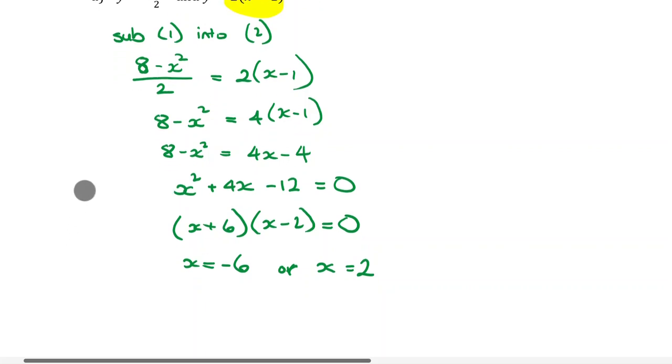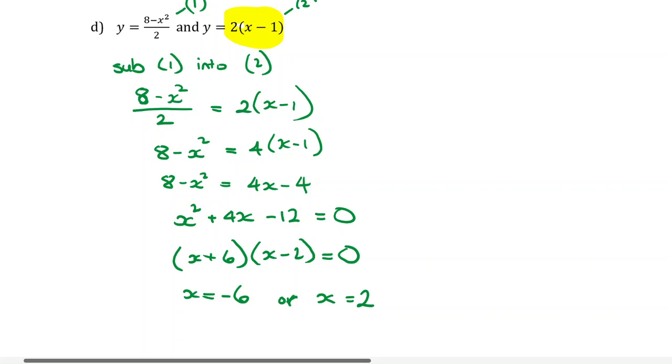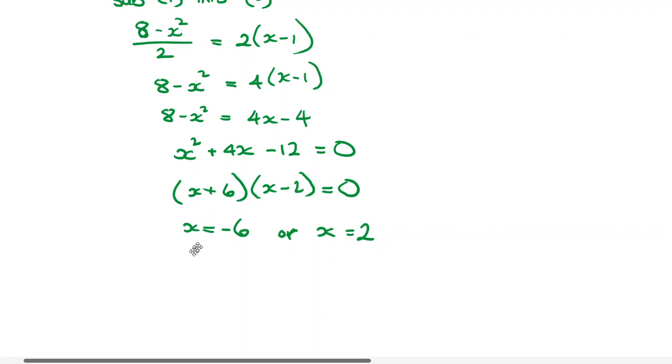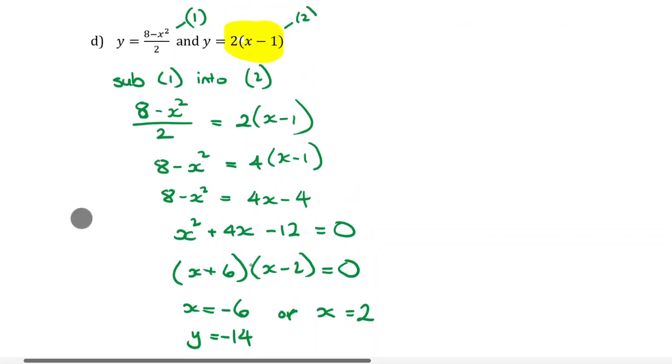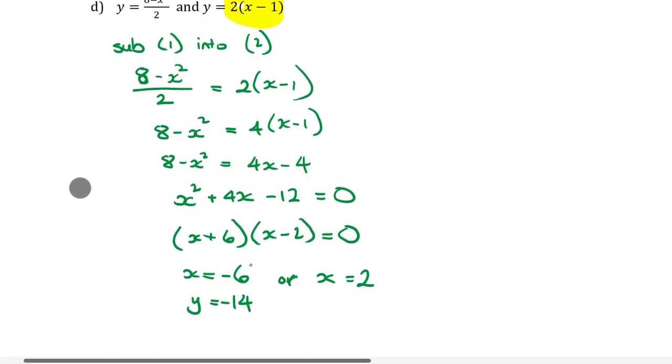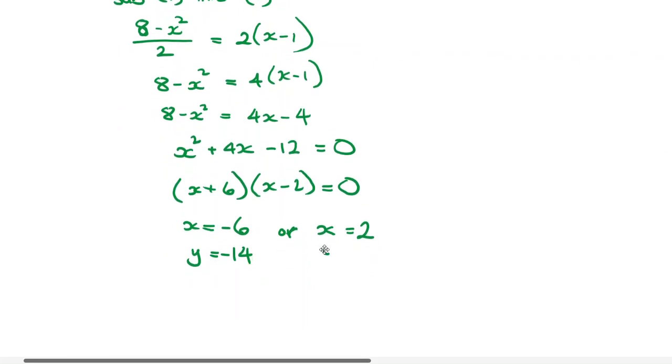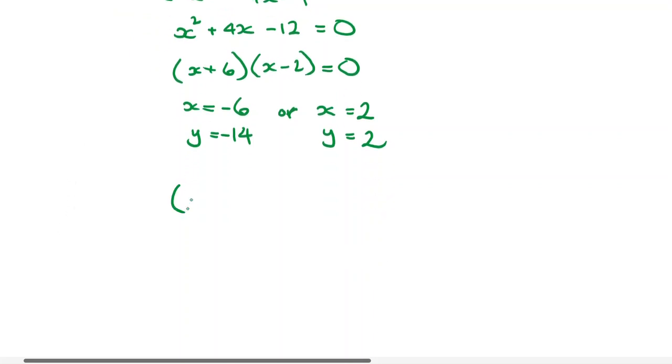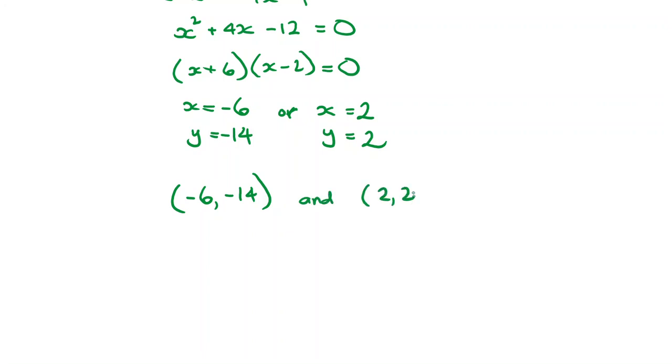So it's going to be 2 times bracket minus 6 minus 1, so that's 2 times minus 7, which is minus 14. And then the other one, we're putting 2 times 2 minus 1, so 2 times 1 is 2, which means that my points are negative 6, negative 14, and 2, 2.